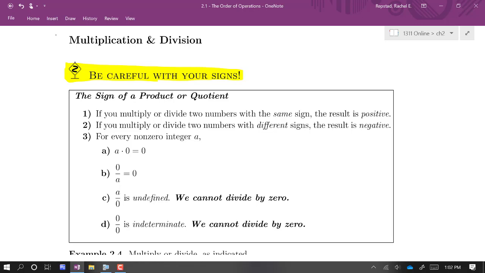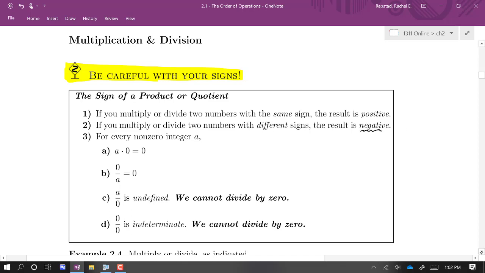If you are multiplying or dividing two numbers that have the same sign, the result is positive. So whether they're two positives or two negatives, when you multiply or divide them, you're going to get a positive. If their signs are different, if you multiply a negative and a positive, or divide a positive by a negative, you're going to get a negative result.